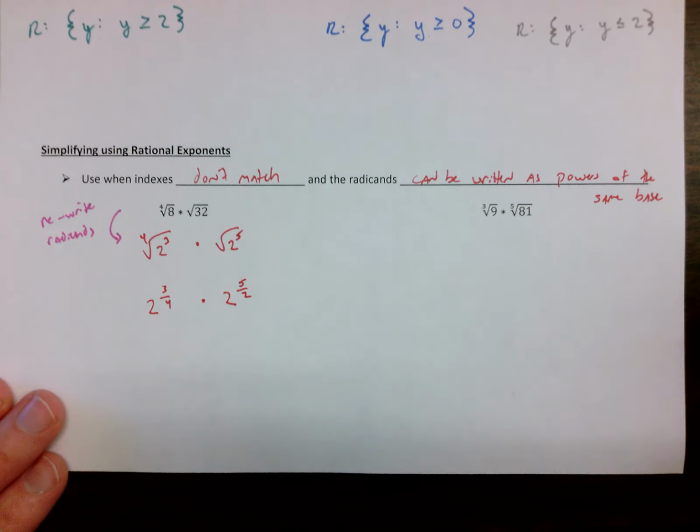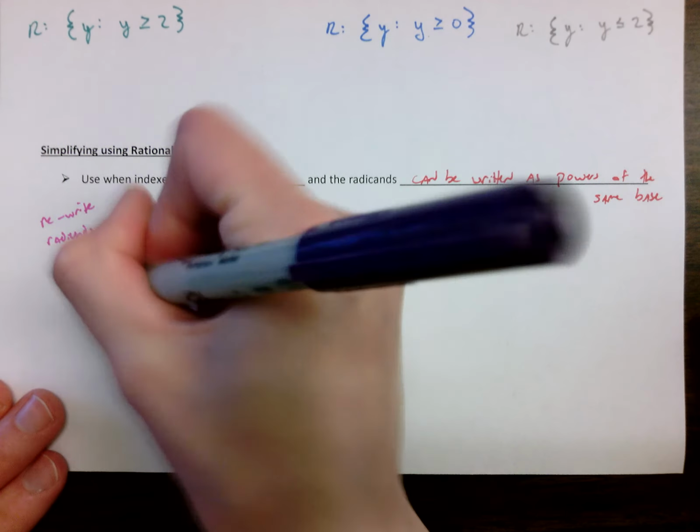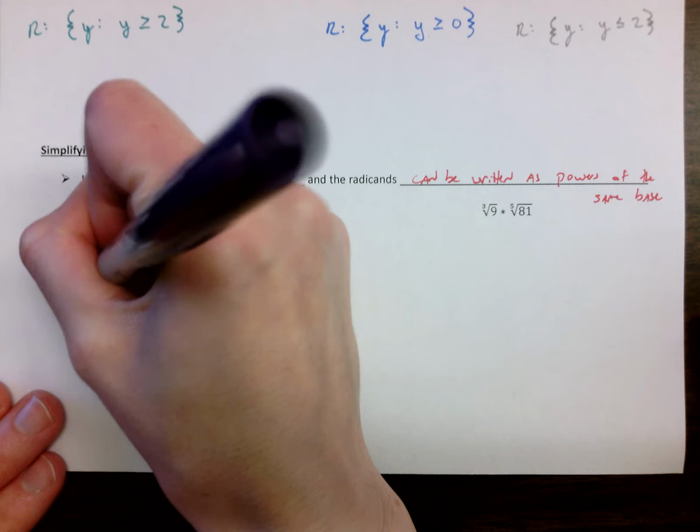Okay, so step 1 was rewrite the radicands. Step 2 is we are converting, and we're using power over root to do that.